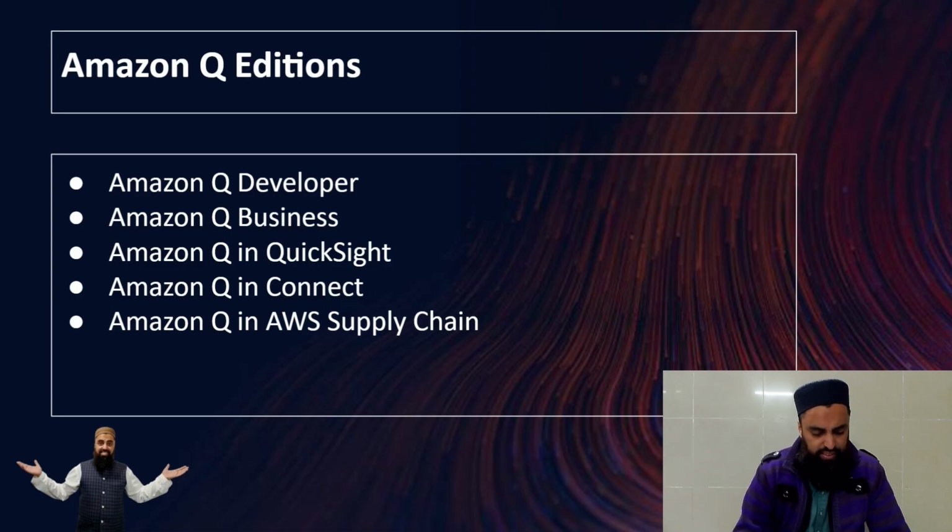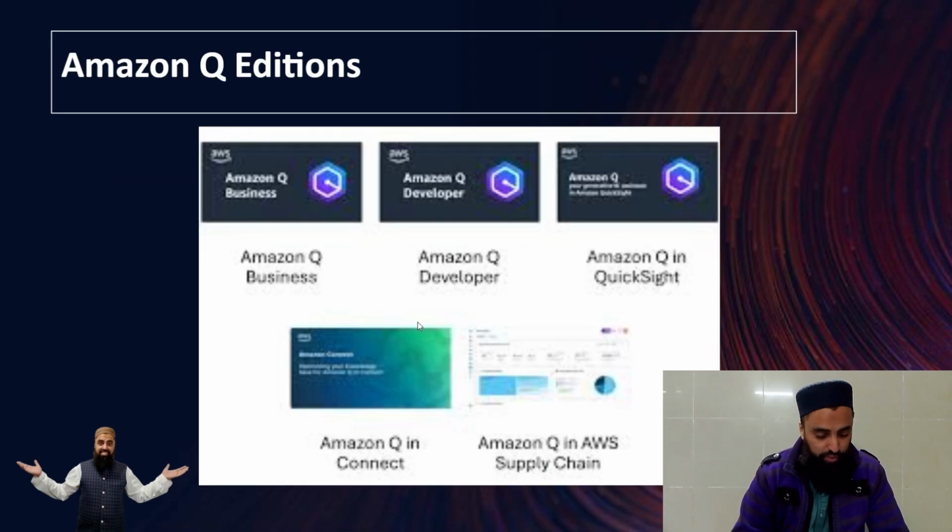Now, here is actually a low quality diagram. My apologies for that. These are all the editions that are offered in Amazon Q. I have Amazon Q Developer, Amazon Q Business, Amazon Q in QuickSight, and Amazon Q in AWS Supply Chain. So whatever service you are using in AWS, you can use that specific Amazon Q edition. For instance, if your product is relevant to supply chain and you are going to use it on AWS, then definitely you must use Amazon Q in Supply Chain.